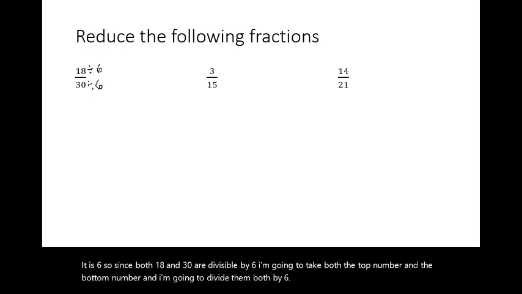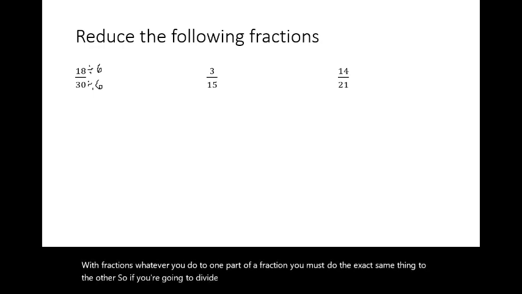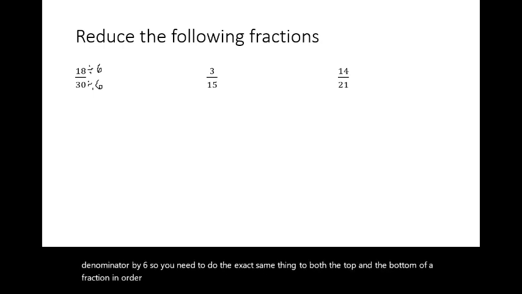With fractions, whatever you do to one part of a fraction, you must do the exact same thing to the other. So if you're going to divide the numerator by 6, you need to also divide the denominator by 6. So you need to do the exact same thing to both the top and the bottom of a fraction in order to keep the fraction balanced.